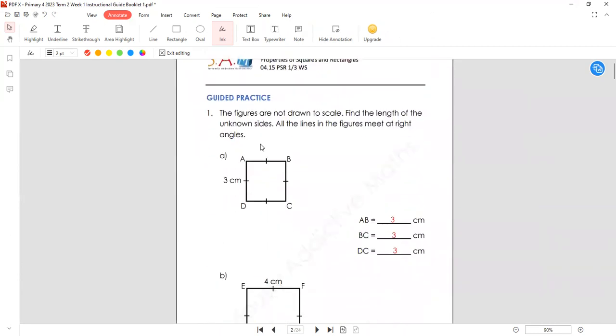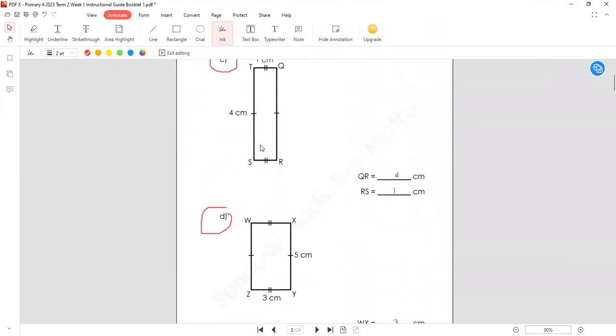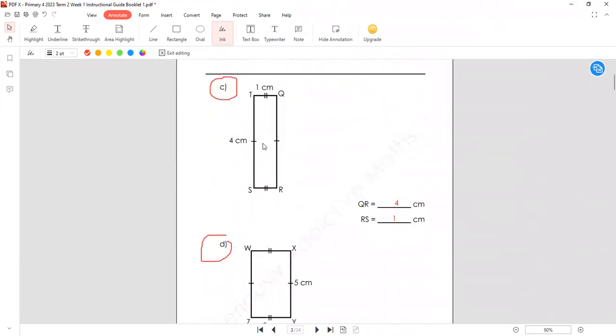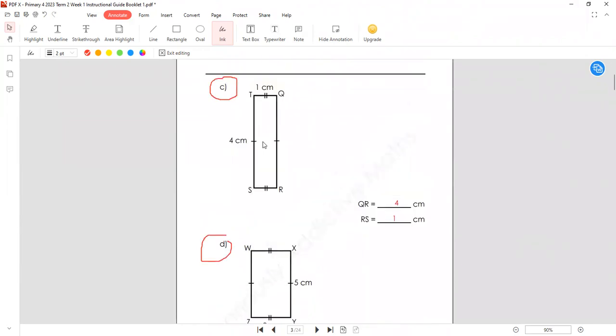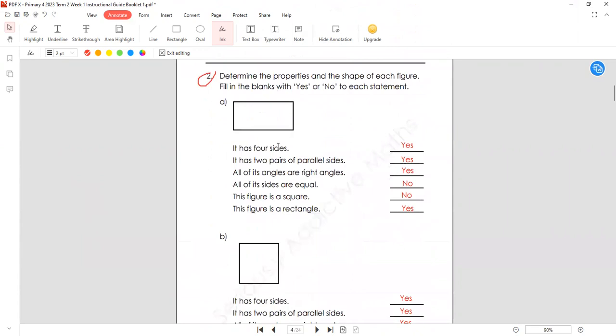Quite easy. In fact, this is too easy. We'll just skip to questions C and D for guided practice. Just make sure that they know what QR is based on TS, because of the hatch marks. And I think they are fine.